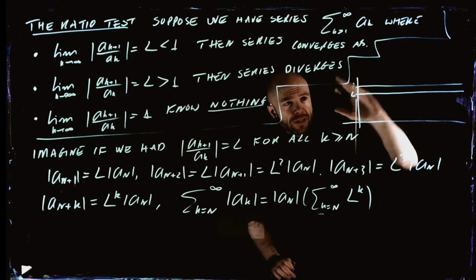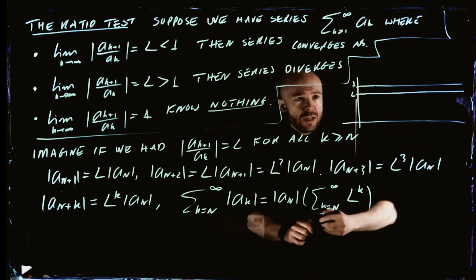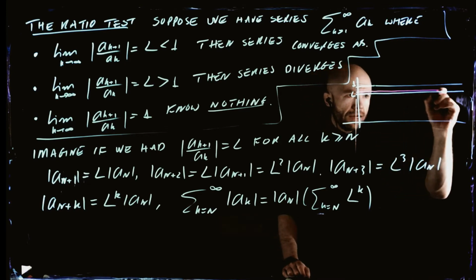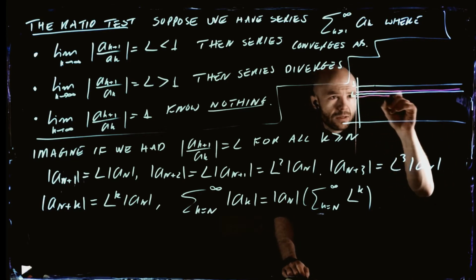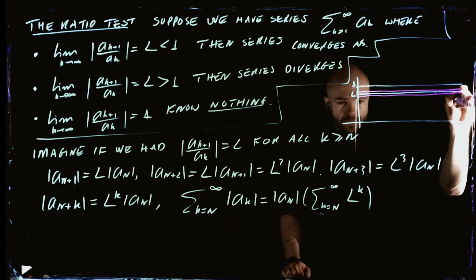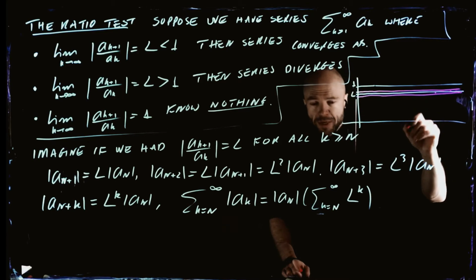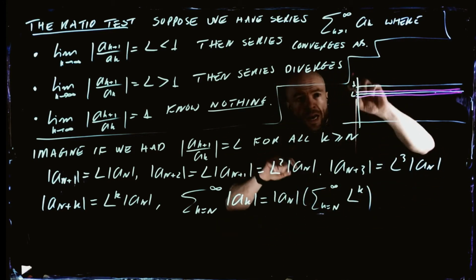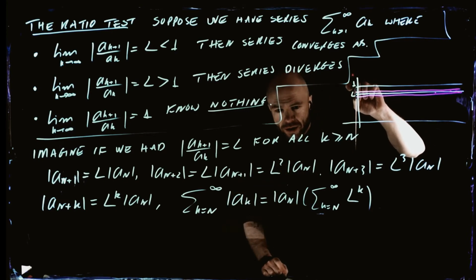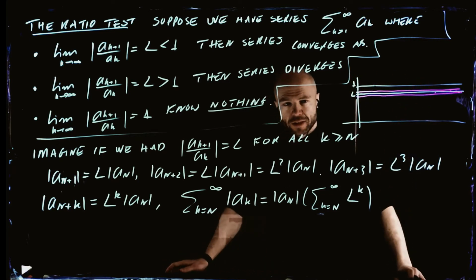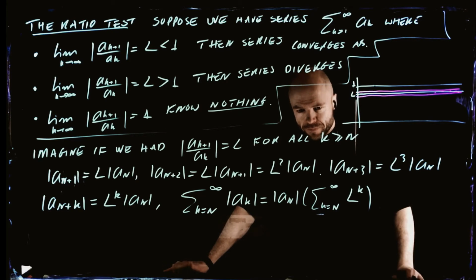And that means that if we take any little strip around L, let's make a strip like this, then ultimately all the terms, the absolute value of a_{k+1} over a_k, are inside this strip. Which means that all these terms will ultimately be less than some number which is less than 1 itself, because we can make this strip so small that the entire strip is less than the number 1. Do you see what I mean?